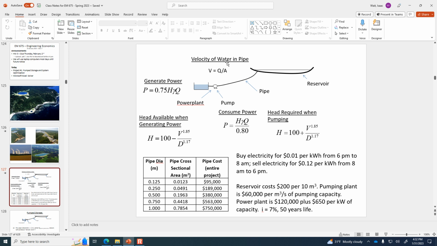The reservoir only needs to be as big as the amount of water that you're going to be pumping from it during the day. Like if you're only going to be using 5,000 cubic meters during the day, there's no reason to make the reservoir 10,000 cubic meters, because that's just wasted money. It would be excessively costly to do that.